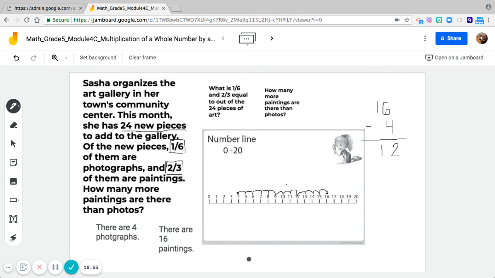So what we just did is we were able to take a whole number, and we were able to see out of that whole number of 24, how much 1/6 is equal to and how much 2/3 is equal to.